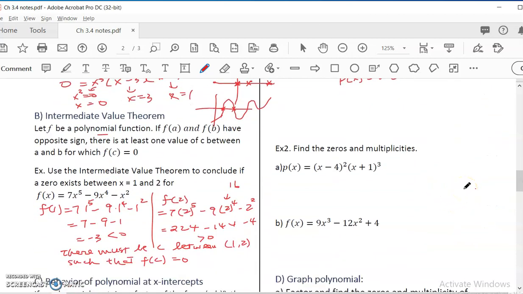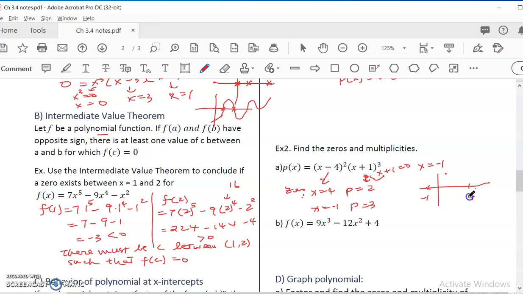The reverse is, if I have the factored form, can I write the 0 and multiplicity and then figure out how it behaves in the graph? We can do it the other way, right? In this particular case, this one is all factored. So x equal to 4 is a 0, and the multiplicity is 2. And for the other one, x plus 1 equal to 0, so x is equal to -1 is a 0. The multiplicity is 3.